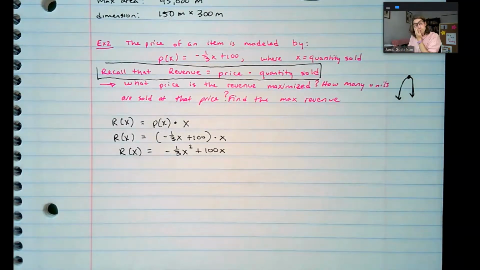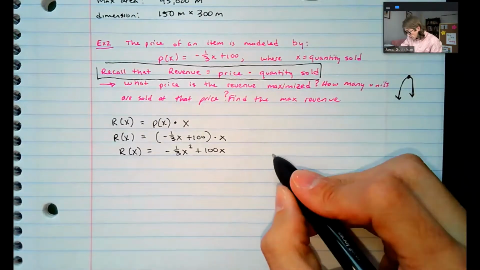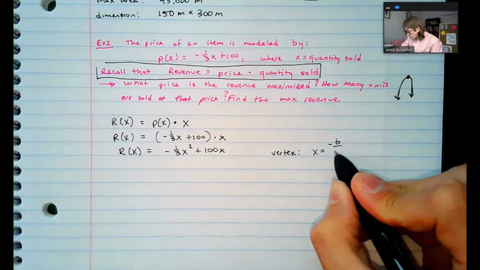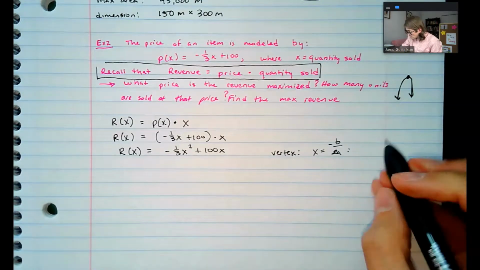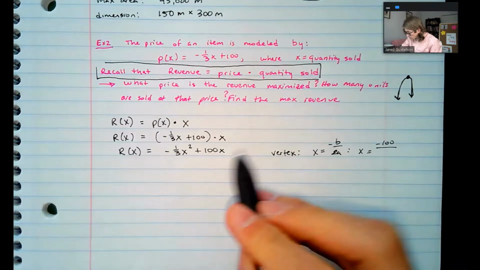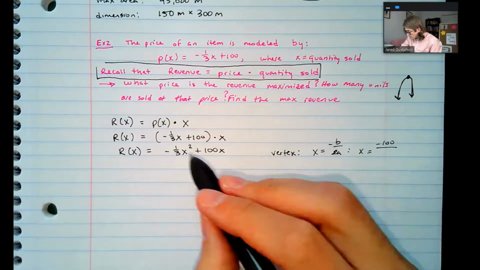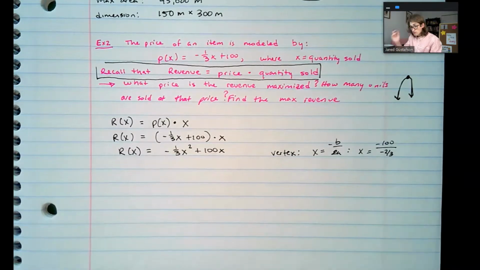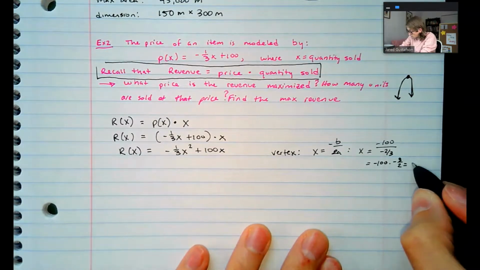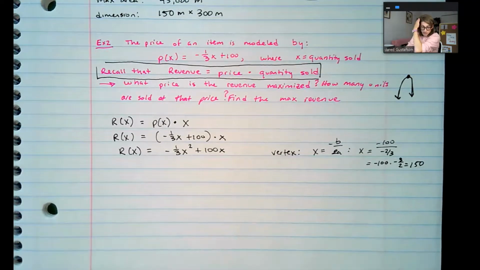So if we want to maximize the revenue, which is a quadratic, we need to find the vertex. So again, similar process. We're going to do the opposite of b over 2a, which in this case happens to be opposite of b is negative 100 over 2a, negative 2/3. Remember, dividing by a fraction, multiply by its reciprocal. Hopefully you can do this in your head. Negative 100 times negative 3/2 equals 150. There we go.